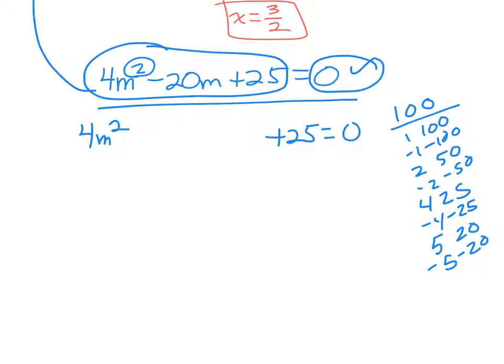6 doesn't go into 100. 7 doesn't go into 100. 8 doesn't go into 100. 9 doesn't go into 100. 10 goes into 100 10 times. And negative 10 and negative 10 add up to negative 20. That's the combo we need. Minus 10m and minus 10m. Do grouping.